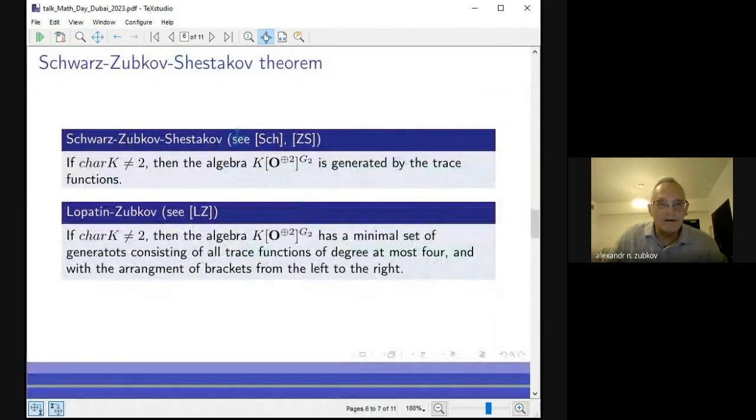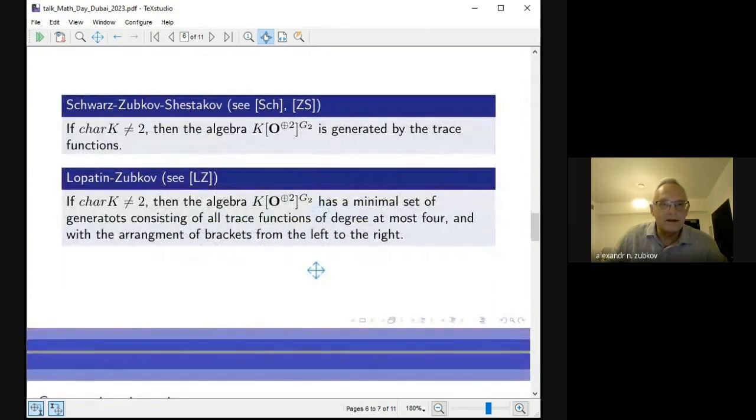This is why, with Artem Lopatin, we decided to formulate a weaker form of the first fundamental theorem for several octonions. So we decided to calculate the separating invariants of octonions, and here we obtained the following results.